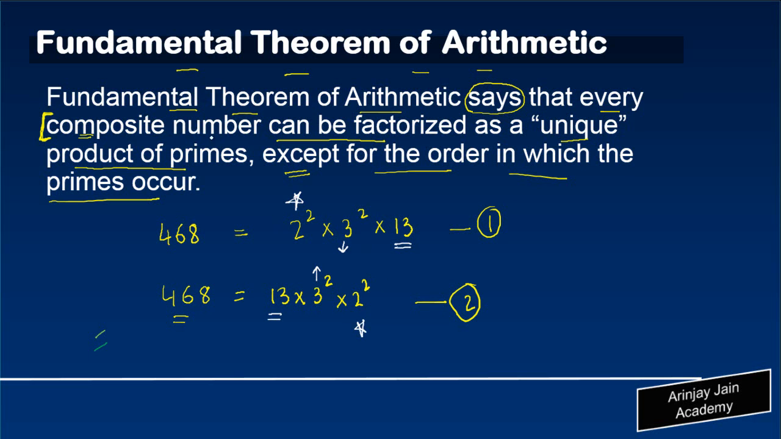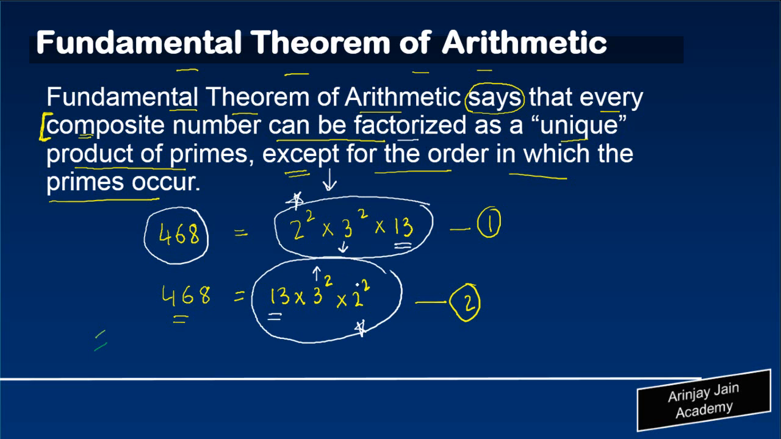Now let's see the equation. The equation says that every composite number, which is 468 in our example, can be factorized, meaning it can be written down as a unique product of primes. So this complete combination, if you see, is unique. The elements of this combination are the same, except for the order in which the primes occur. What does it mean? Here you had 13 at the start, here you had 13 towards the end. 3 square incidentally happens to be in the middle in both cases, 2 square in the beginning, 2 square in the end. So the order might differ.